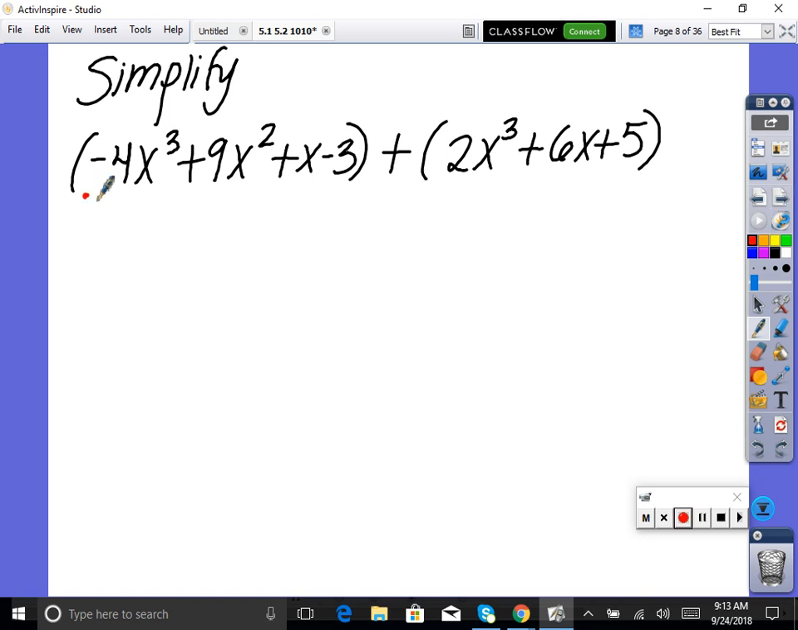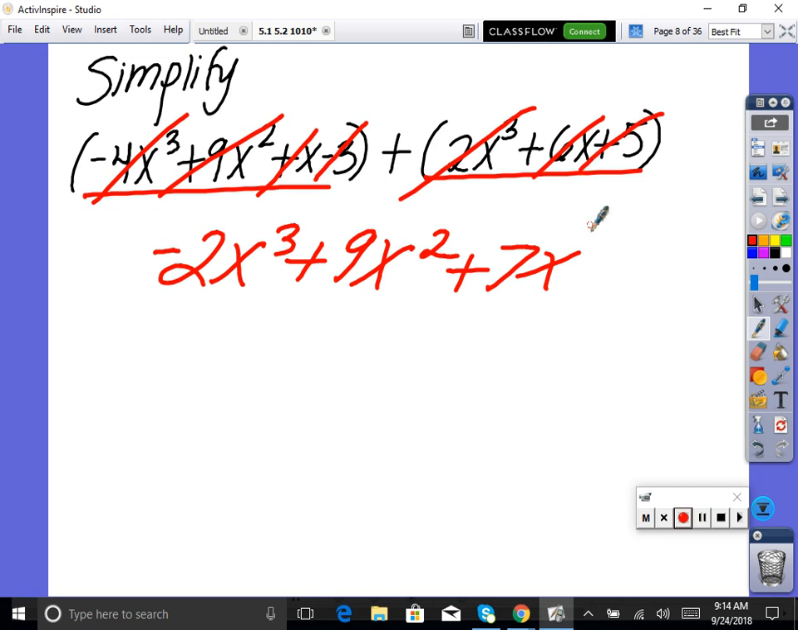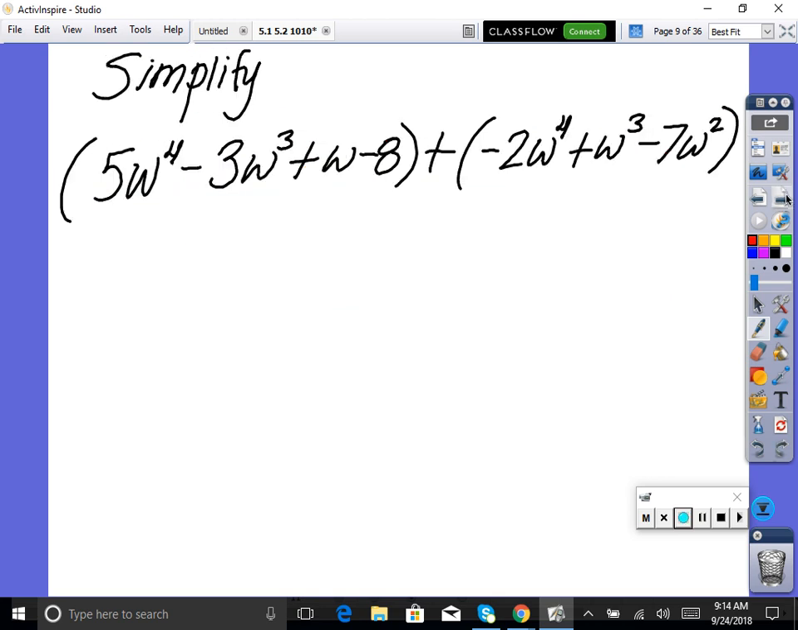So it says, take this polynomial, add it to this polynomial. So combine like terms. Negative 4x cubed plus 2x cubed is negative 2x cubed. Positive 9x squared, any other x squareds? Plus 9x squared. Cross them out as you go. Plus x plus 6x is plus 7x, and then negative 3 plus 5 is plus 2. So this would be 1, 2, 3, 4 terms, and it would be degree 3. Okay, addition is super easy, guys. We don't have to distribute any negatives, so it's just super straightforward.